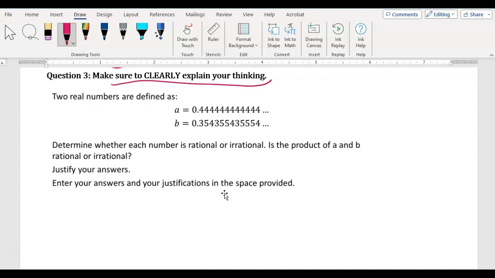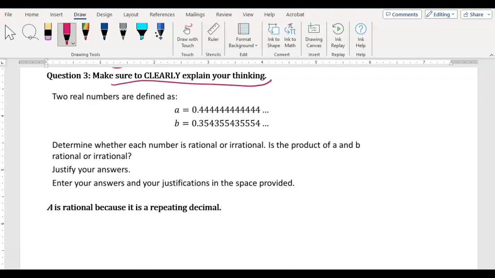So it says two real numbers are defined as A equals 0.444444..., B equals 0.35435555435554... It says determine whether each number is rational or irrational. Is the product of A and B rational or irrational? Justify your answers. I'm going to type for this one just for the ease. So A is rational because it is a repeating decimal.